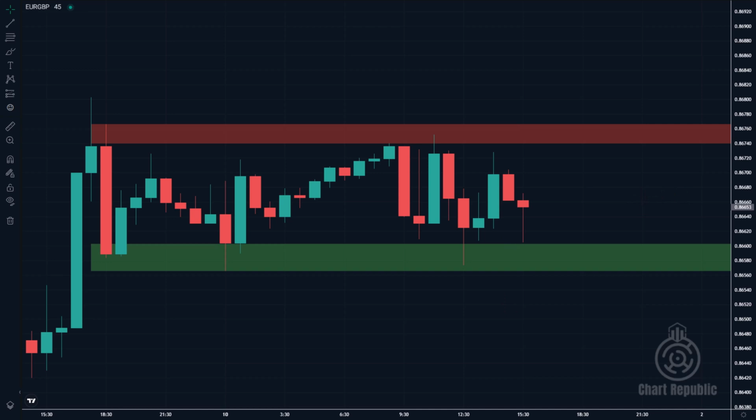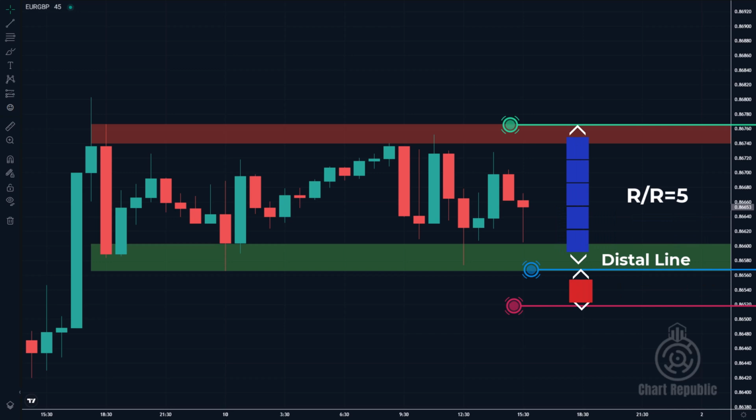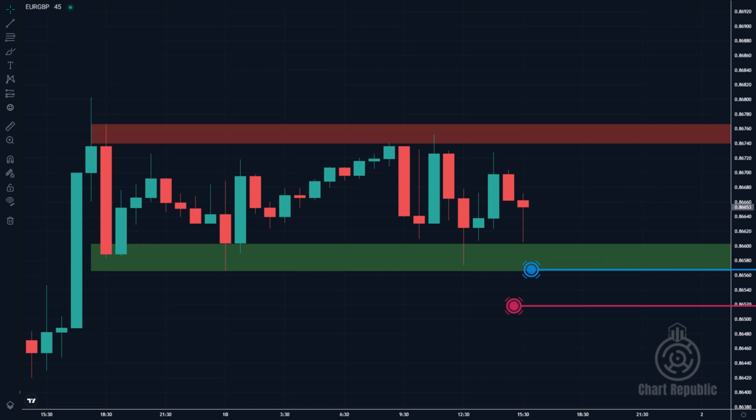Conversely, if we position our order at the distal line, which is farther from the current price action, the probability of getting triggered is reduced. However, this approach often results in more favorable reward-to-risk ratios. Also, remember to provide enough space for the price when setting your stop loss.